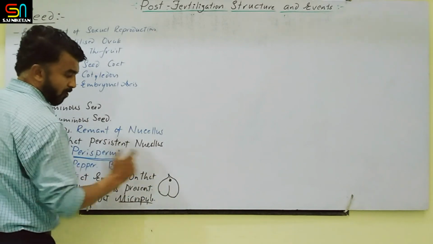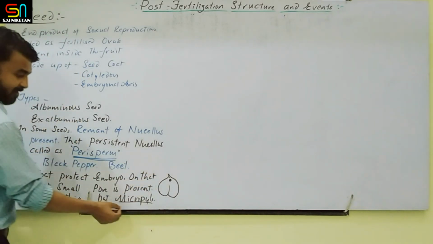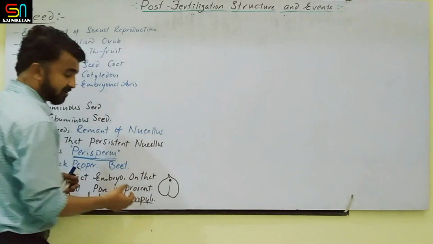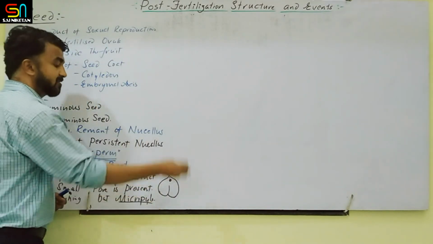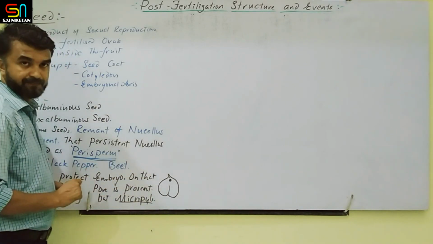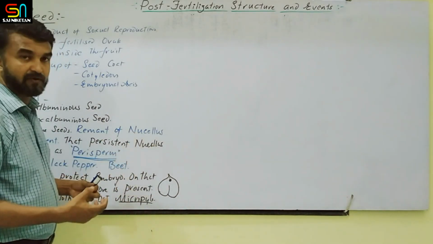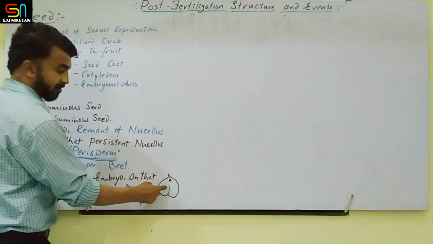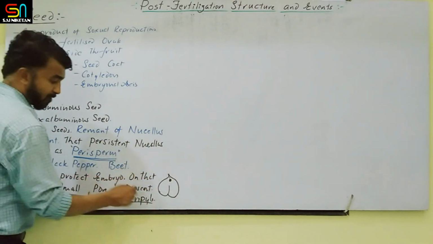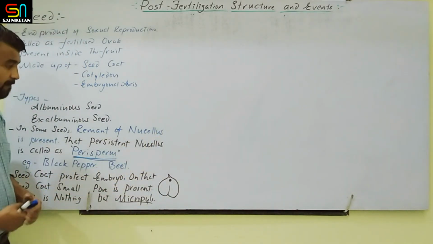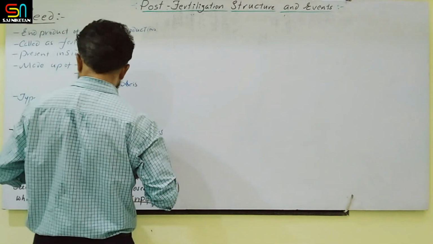A small pore is present on that seed coat. A small hole is there. That is nothing but the micropyle. During seed germination, the oxygen and water enter inside the seed through this micropyle only. The water will provide the moisture and the oxygen is required for aerobic respiration. Through this micropyle only, the plumule and radicle will come outside. So this is one point. Clear? Next one.